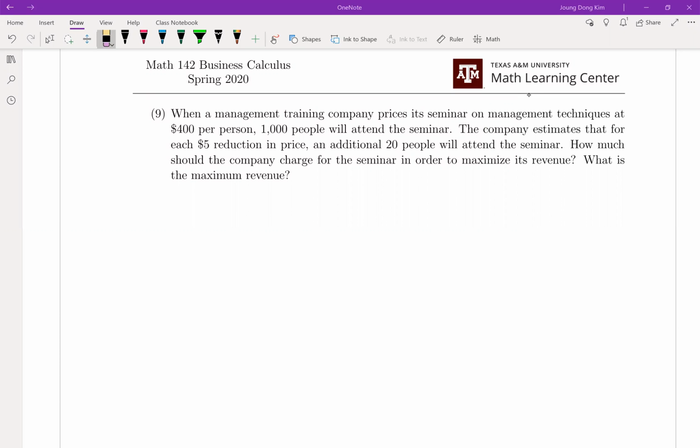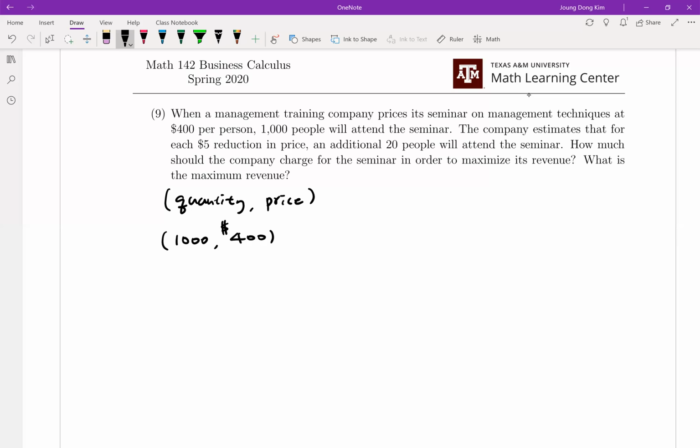Okay, look at the first line. They said $400 per person, and they will have 1,000 people, right? So the first point can be like this. As I told you, the ordered pair must be quantity comma the price. So the first point will be 1,000 comma $400.